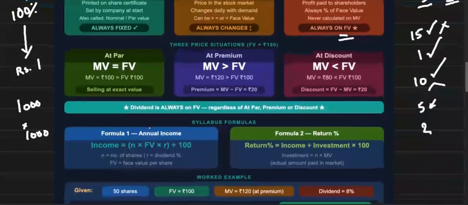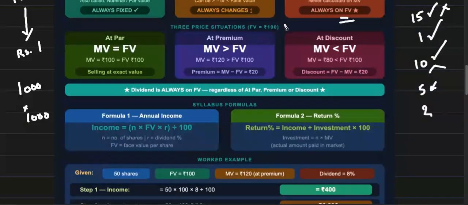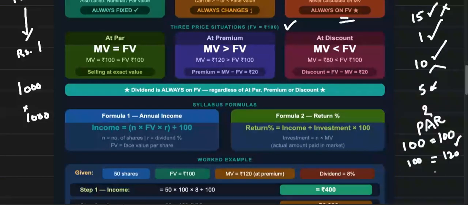Now moving on, price situations. For example, a face value of 100 rupees is given for a share. At par means, okay, I have 100 rupees on paper as the face value, and in the market also, today the price of that particular share is 100. So this is known as at par. If the market value is more, for example, the face value is 100, but the market value became 120, it means it has increased by a premium. So we will call it at premium. Whenever the market value is more than the face value, we call it at premium.